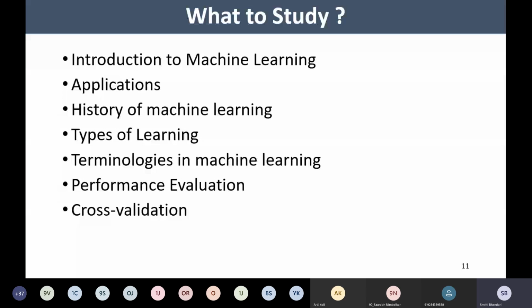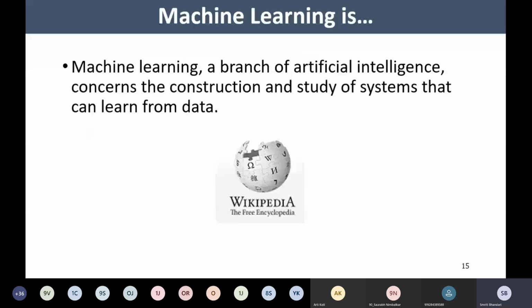These are the important points that we are going to discuss. So let's begin with what is machine learning. By referring to Wikipedia, we have the definition of machine learning here. Machine learning is a branch of artificial intelligence that concerns the construction and study of systems that can learn from data.